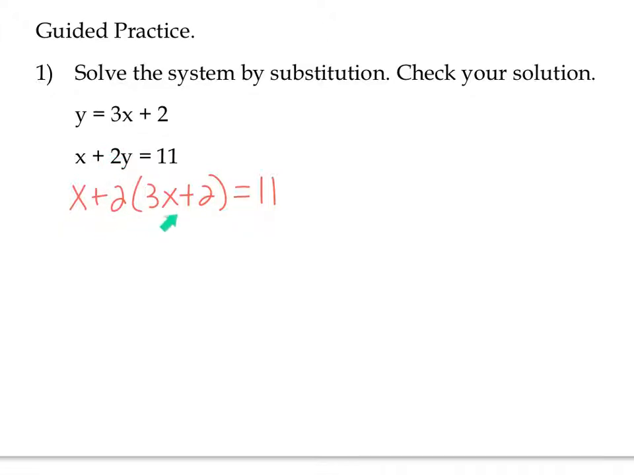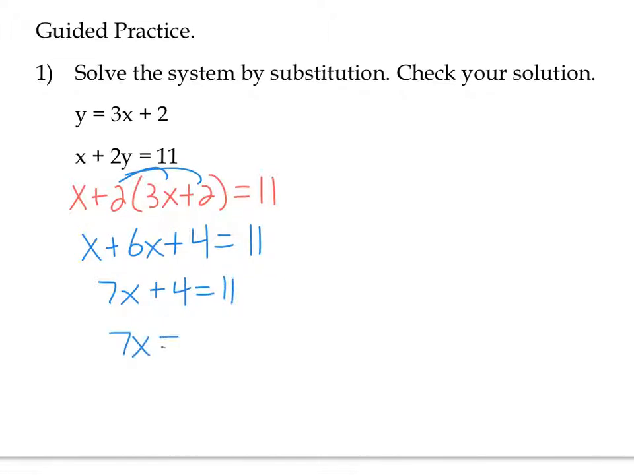And now I can solve this equation by distributing the 2 into the parentheses. I'll get x plus 6x plus 4 equals 11. And then I can add the x and 6x. I get 7x plus 4 equals 11. That gives me 7x equals 7. And I divide both sides by 7. I'll get x equals 1.